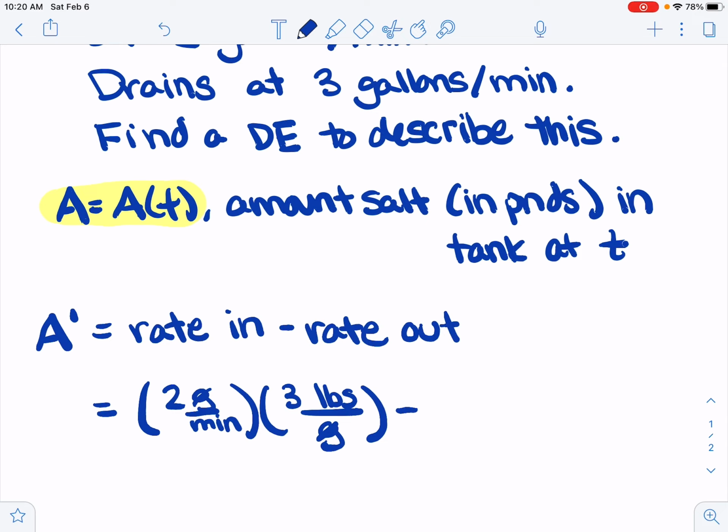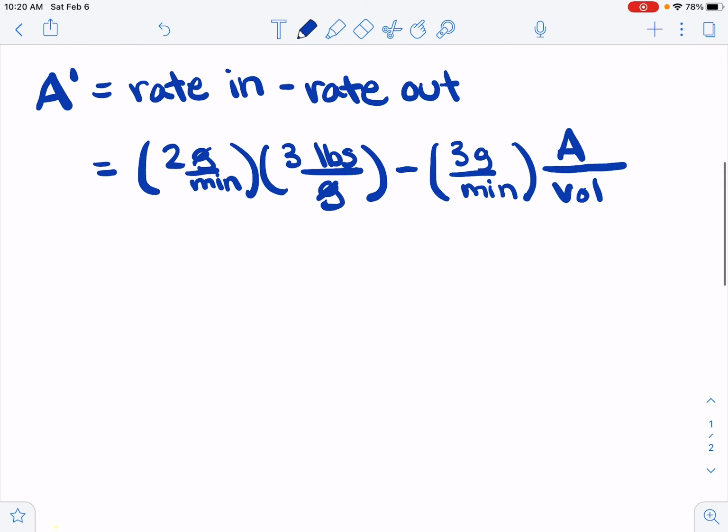Now for the rate out, we're losing 3 gallons per minute, but at what concentration? What's the concentration of pounds per gallon that's being drained? That concentration is going to be the total amount of salt in the tank, which is A, divided by the volume of liquid in the tank. So the rate out is 3 times A, over the volume.